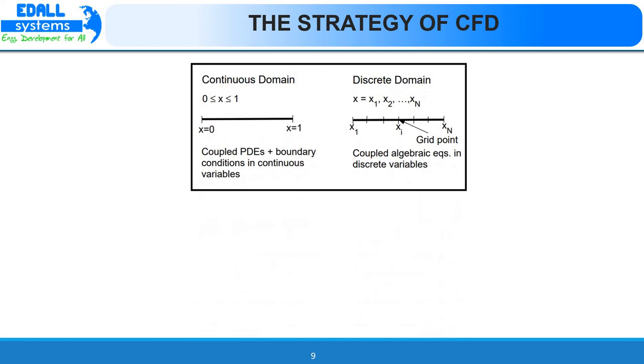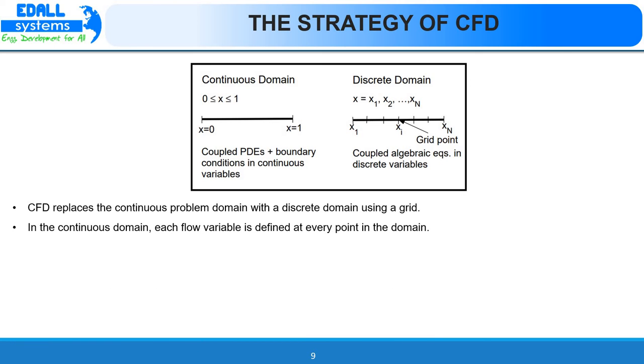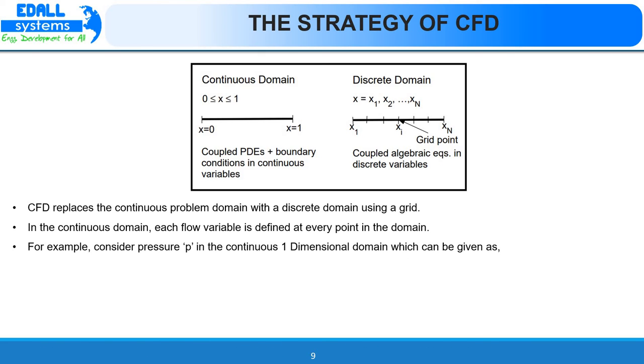The strategy of computational fluid dynamics. Computational fluid dynamics replaces the continuous problem domain with a discrete domain using a grid. In the continuous domain, as shown in the above figure, each flow variable is defined at every point in the domain. For example, consider pressure P in a continuous one-dimensional domain, which can be given as P equals P of x, where x lies between 0 and 1.